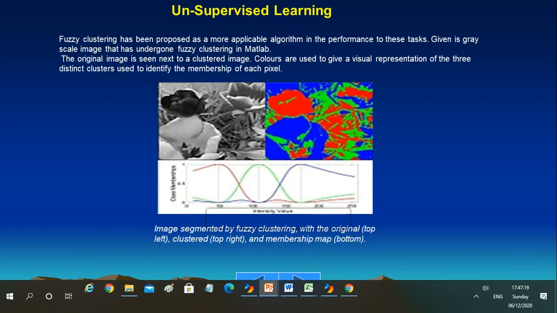Fuzzy clustering has been proposed as a more applicable algorithm in the performance of these tasks, given as a grayscale image that has undergone fuzzy clustering in MATLAB. The original image is seen next to the clustered image. Colors are used to give a visual representation of the tree. Three distinct clusters are used to identify the membership of each pixel.